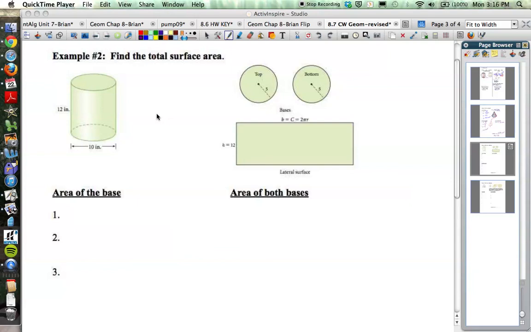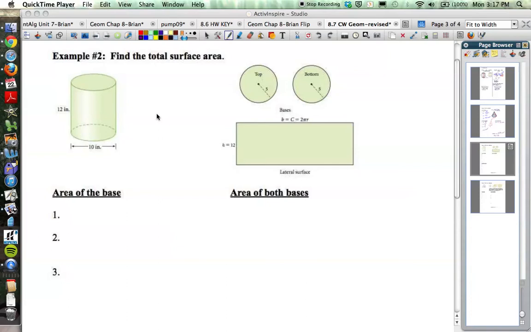Example number 2, we're going to take a look at the surface area of a cylinder. And again, we've broken down and organized our problem into its components, so it's maybe easier to follow and easier to come up with a final answer and stay organized.